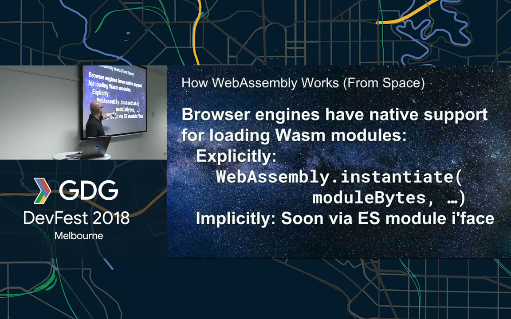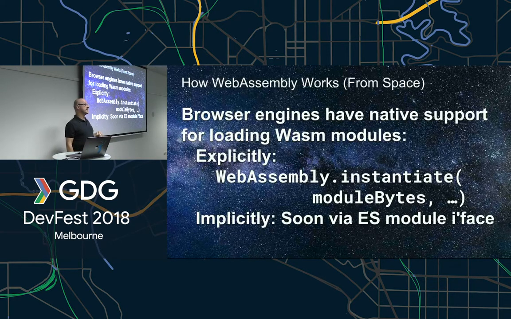Something like WebAssembly instantiate module bytes does all this magic under the hood. So you can do that manually if you want to, but I highly recommend you don't, because unless you're right into WebAssembly, just let the compiler do it for you. It means the people maintaining the tool chains will fix bugs and make it all work easily. And very soon, they'll be available as ES6 modules.